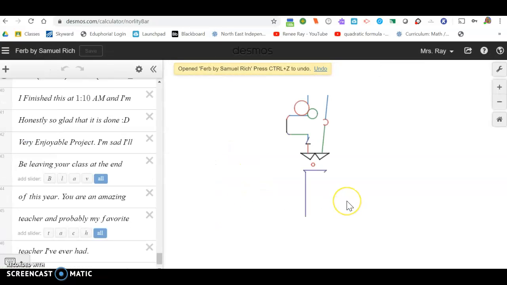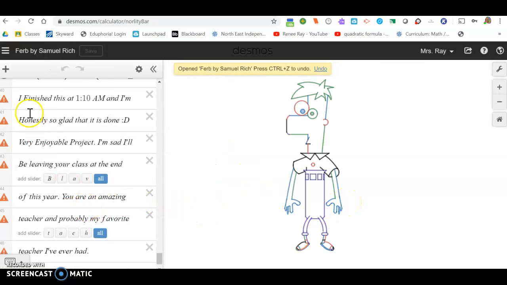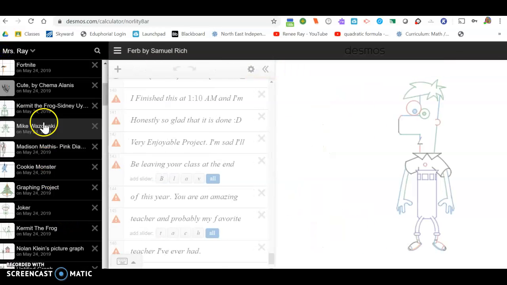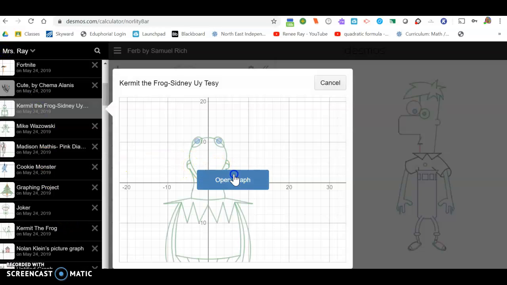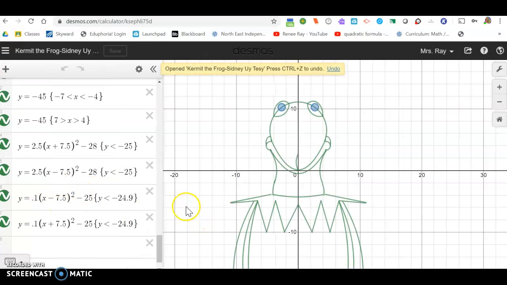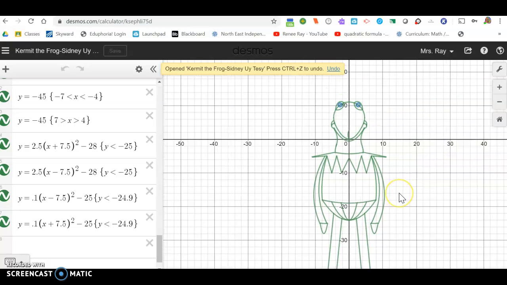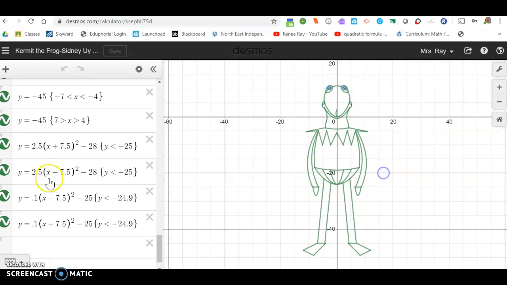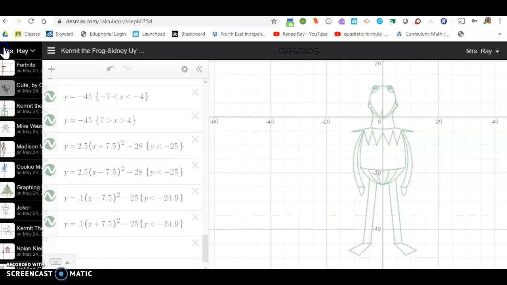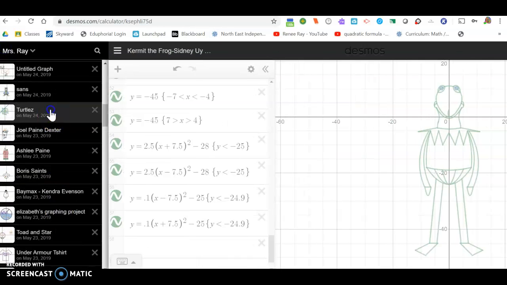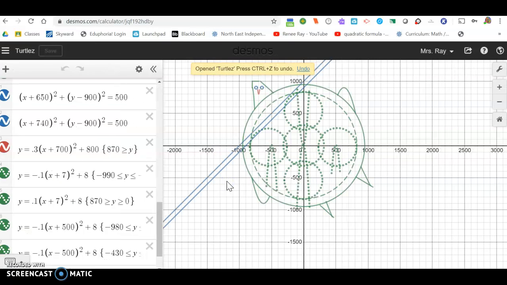We had Ferb, I've had Batman, I've had all kinds of different ones. Here's a Kermit the Frog, all kinds of Avenger logos, Superman, Spider-Man, all of those. But remember, you really only have to have 18. Here's a turtle. Now this one had a lot of circles in it.